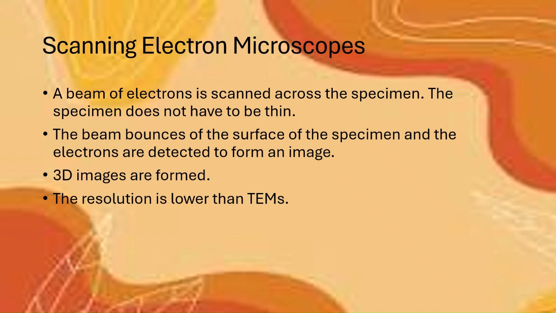Now we're looking at scanning electron microscopes. A beam of electrons is scanned across the specimen. The specimen does not have to be thin. The beam bounces off the surface of the specimen and the electrons are detected to form an image. For scanning electron microscopes, a 3D image is formed. However, the resolution is much lower than transmission electron microscopes.